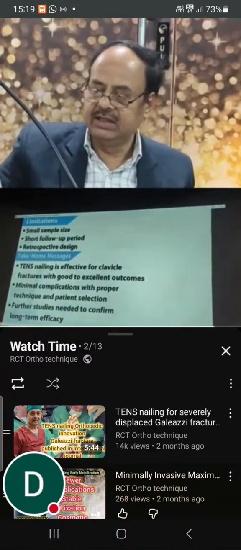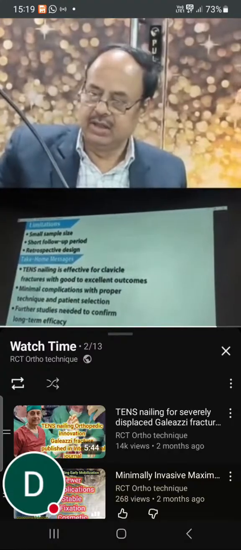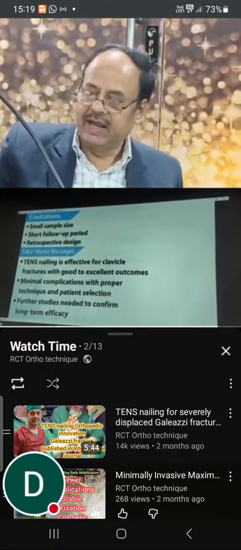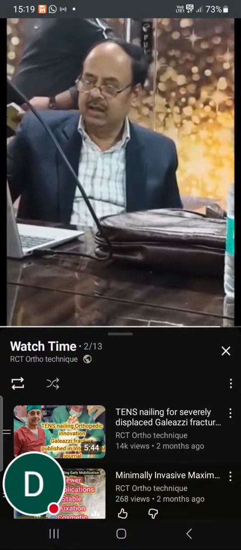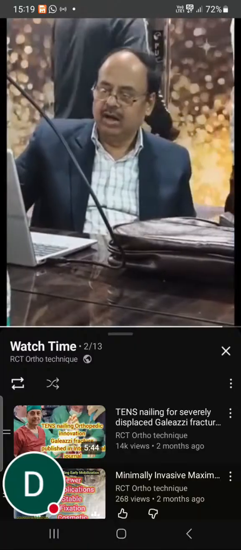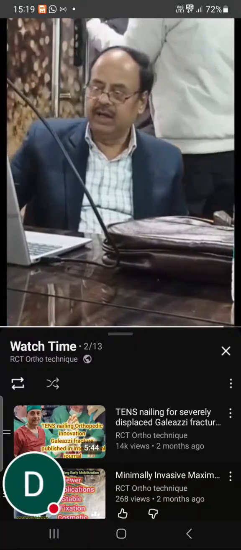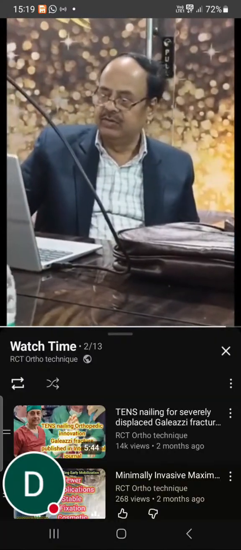And the limitations of this study: the number of cases included was small, the follow-up period was short, and this is a retrospective study. A prospective study is required to establish this treatment as an attractive modality of treatment for the mid-third fracture of the clavicle.